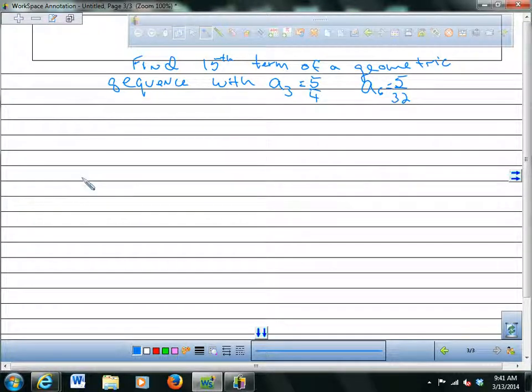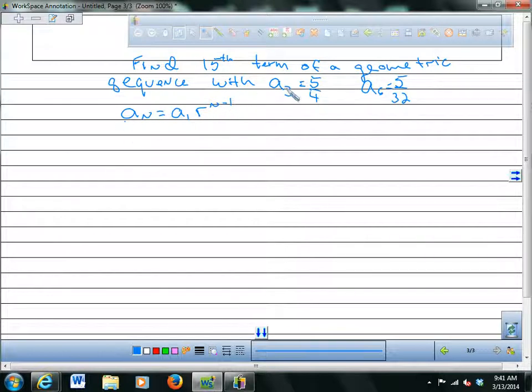It's kind of like that one I did up on the board, where you were given two terms and you had to come up with the equation. So that's what we're going to try to do. We know that it's using the formula a sub n is equal to a sub 1 times r to the n minus 1.